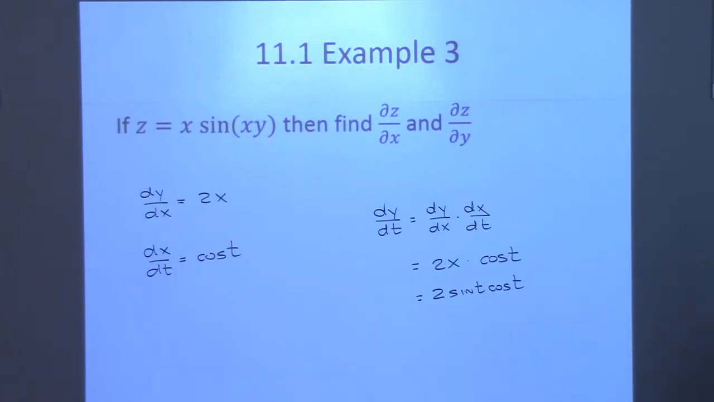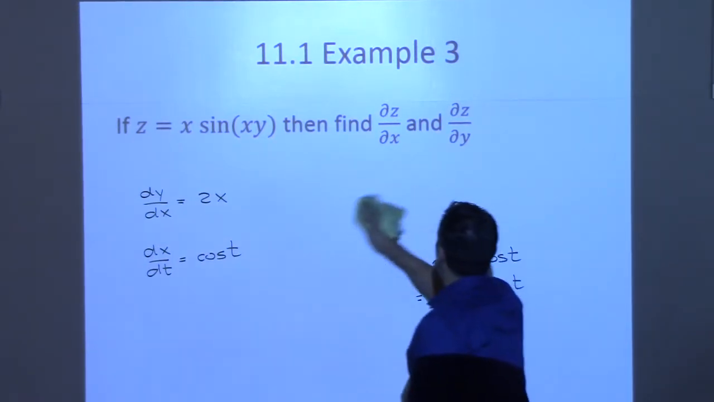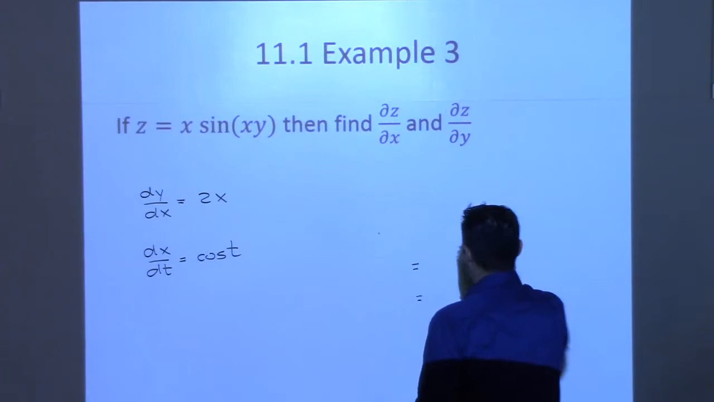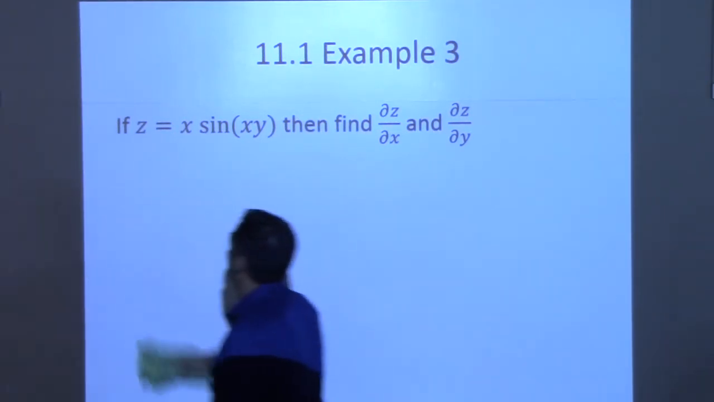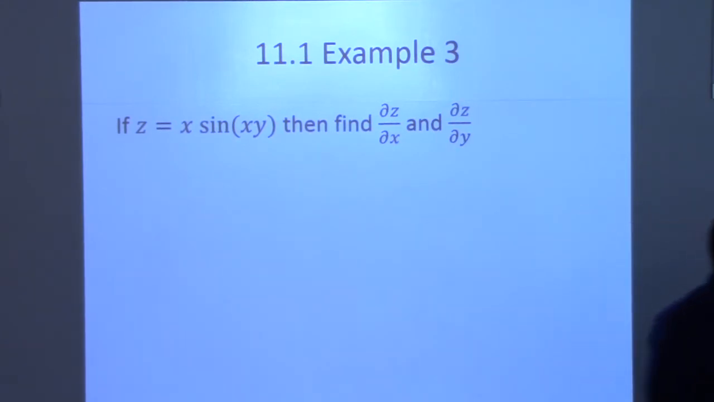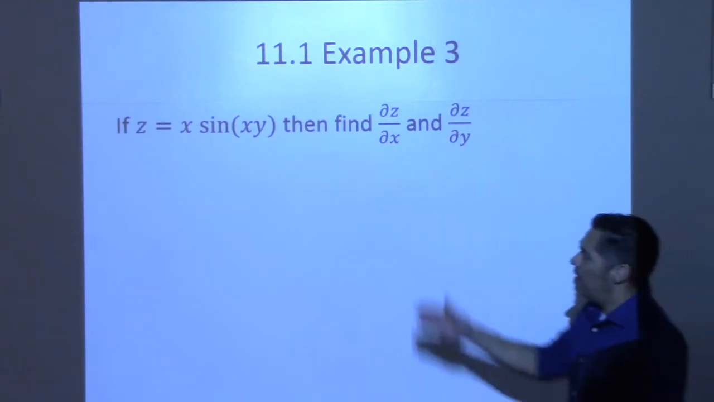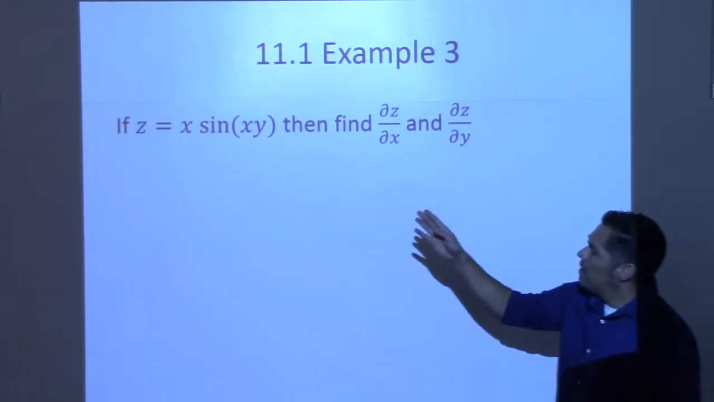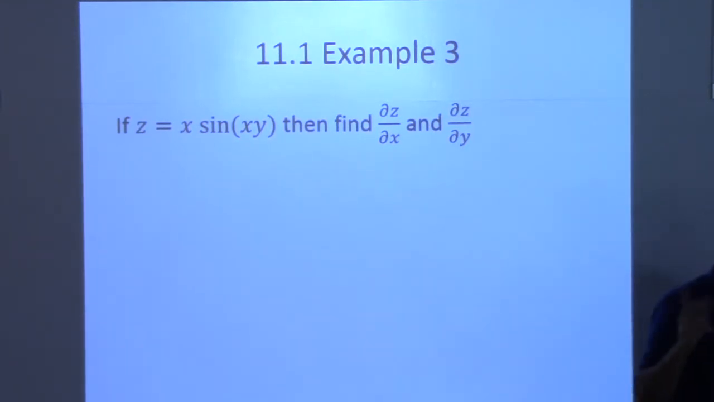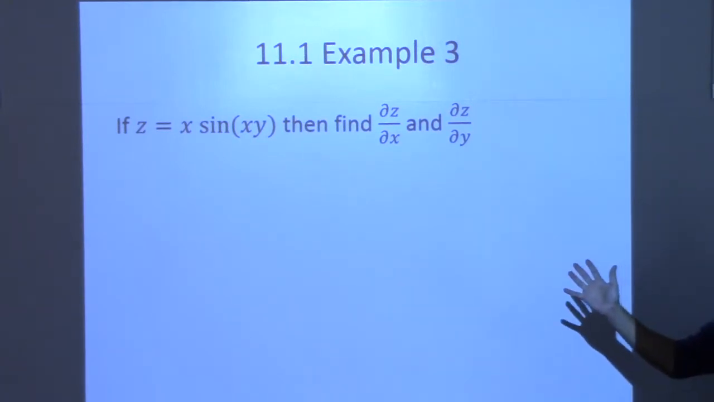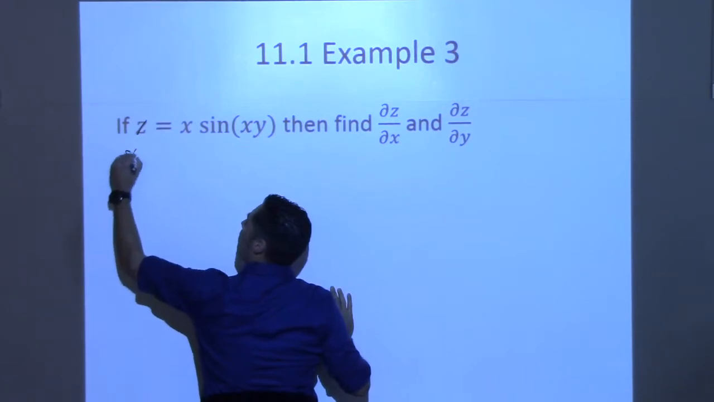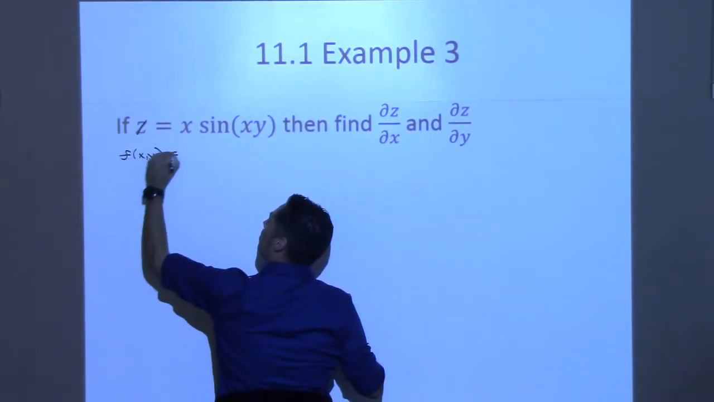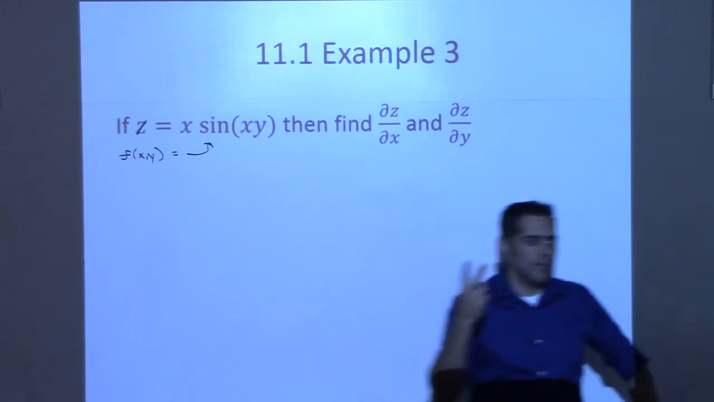How about this one? So this should remind you of something we've already done, right? This is something we just did in the last few days. We have that z depends on two things, right? X and y. So this is basically a surface, isn't it? I mean, you could look at this as like f of x y equals that, right? So we have a function of two variables.